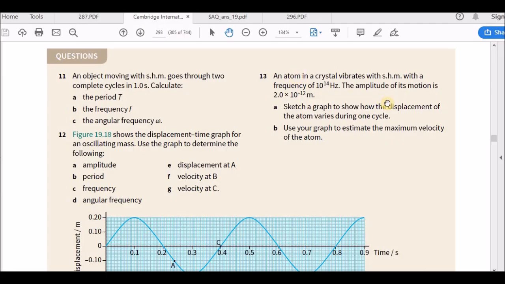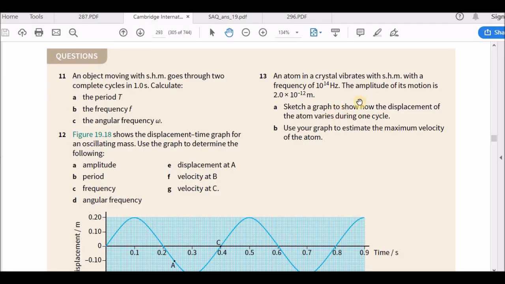Alright, next question, number 13. An atom in a crystal vibrates with simple harmonic motion with a frequency of 10 to the power 14 Hertz. The amplitude of its motion is 2.0 times 10 to the power minus 12. Sketch a graph to show how the displacement of the atom varies during one cycle. Use your graph to estimate the maximum velocity of the atom. So you draw a displacement-time graph and find the gradient where the gradient is maximum. That will give you the maximum velocity.